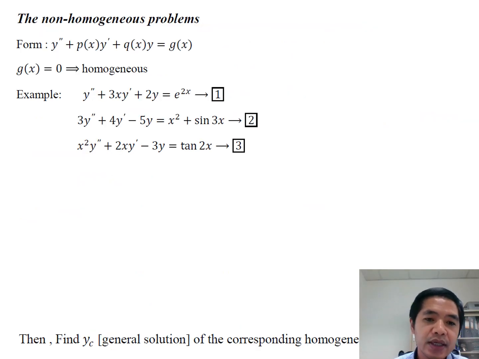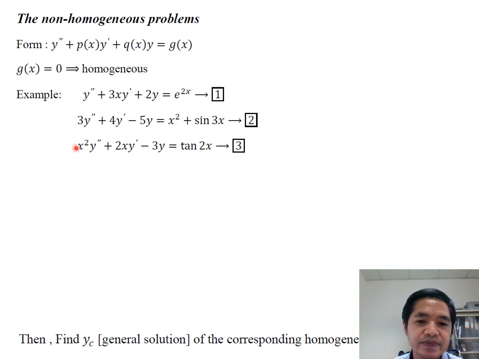Okay, now we look at the non-homogeneous equation. In the previous slides, we talked about the homogeneous equation, which is when g(x) here equals 0. Now when the term is not equal to 0, which is a non-homogeneous equation, then we have to find another method to solve this kind of problem. In terms of a non-homogeneous equation, that means that this term g(x) is not equal to 0.